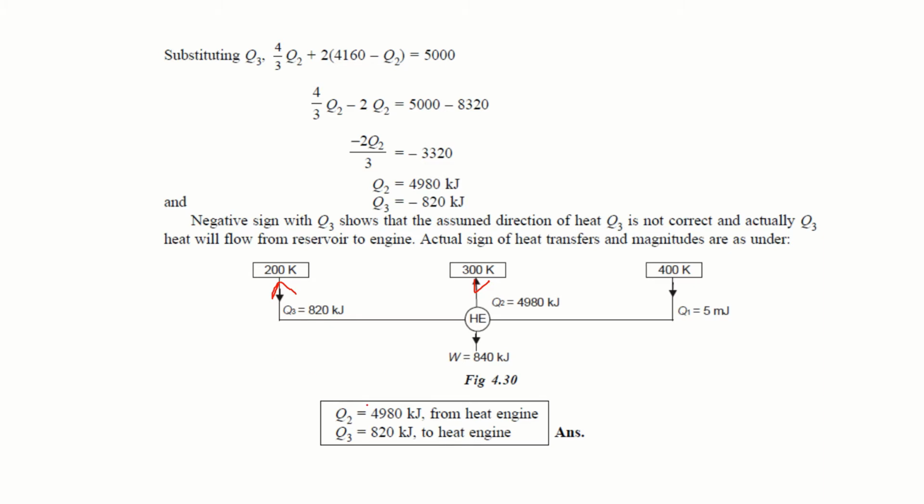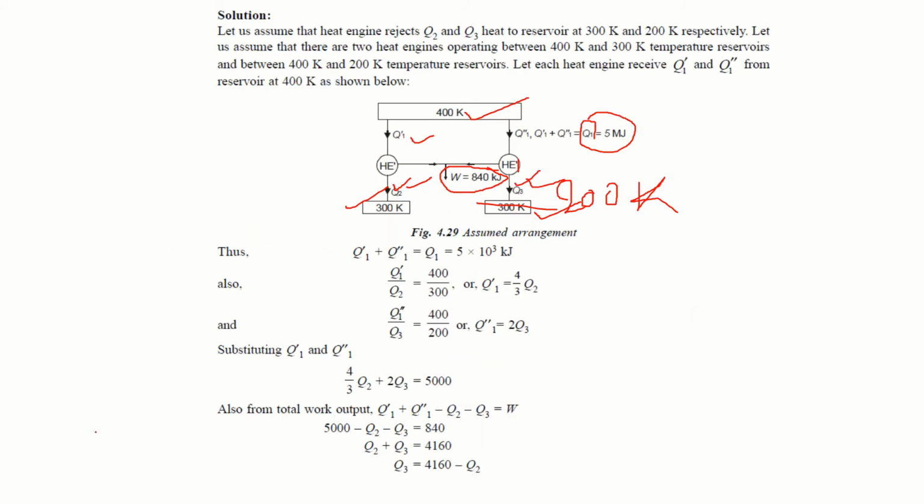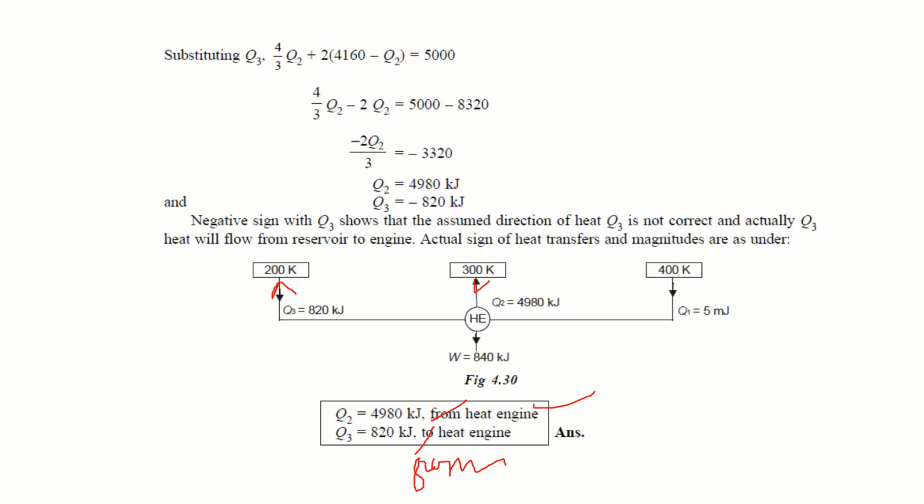So Q2, 4980 kilojoule, from heat engine. Q3, 820 kilojoule, to heat engine. Other way. It is from. Please look at the sign. Q2 is positive. Q1 is also positive. Q3 is negative. Correct? Right. Next.